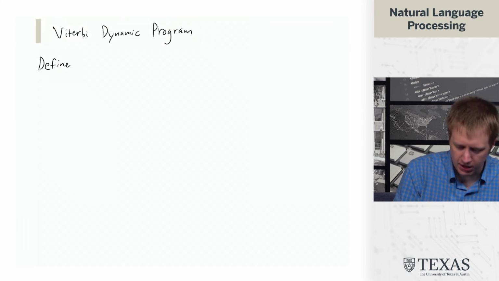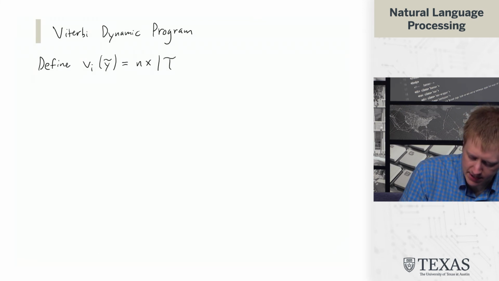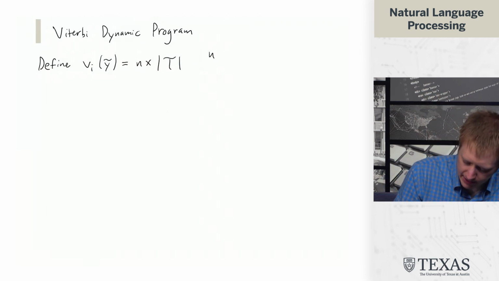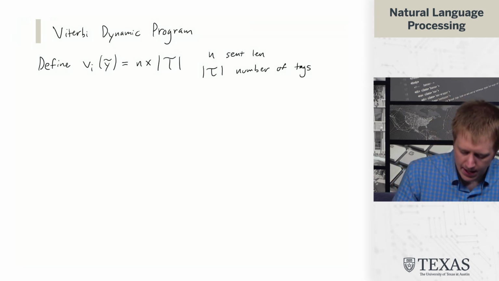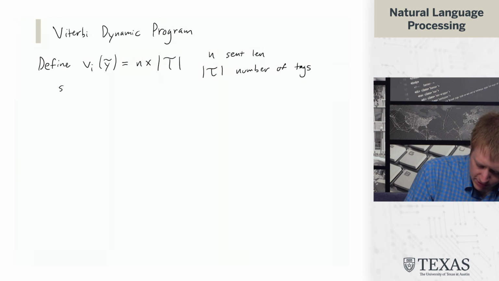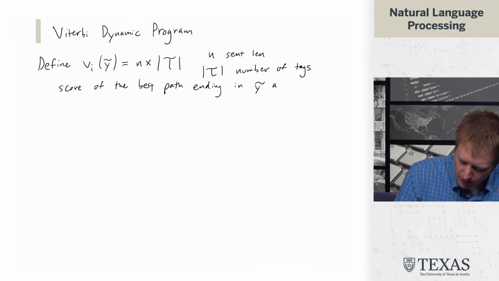Okay, so we're going to define our dynamic programming matrix here. And this is an n by t matrix where n is the sentence length and t is the number of tags in our tag set. And the semantics of this is going to be the score of the best path ending in y twiddle at time i.